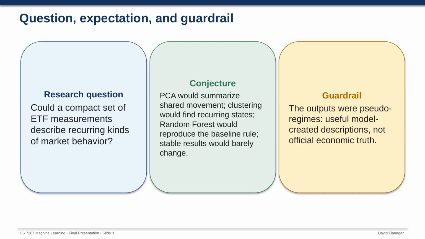The main question was whether a small set of daily market measurements could reveal repeated kinds of market behavior. I expected principal component analysis, or PCA, to compress the 48 measurements into a smaller set of useful summaries. I expected K-means, a method that places similar days into groups to find repeated states.